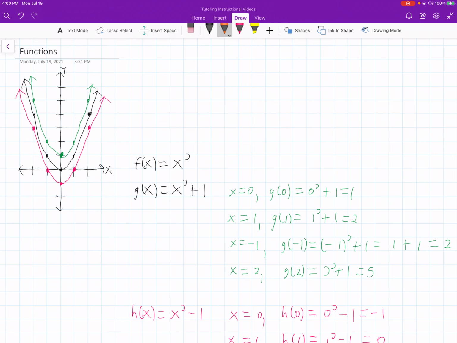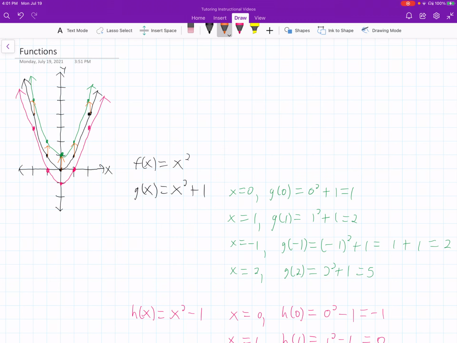Notice that each point here, like for example at 0, the green point is 1 higher. Same here, one higher. So it's almost like every point on the f graph, the black picture, was shifted up one unit to make the green graph, which is x squared plus 1. So looking at this pictorially, you could almost say that g of x is just f of x translated, shifted or translated vertically by 1.